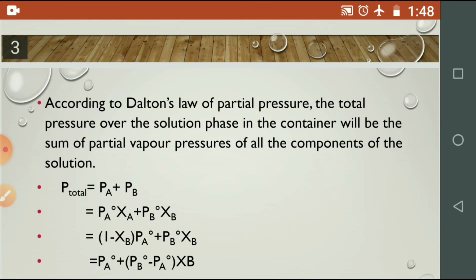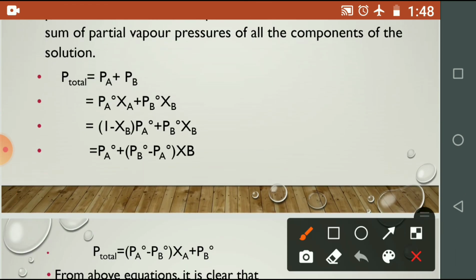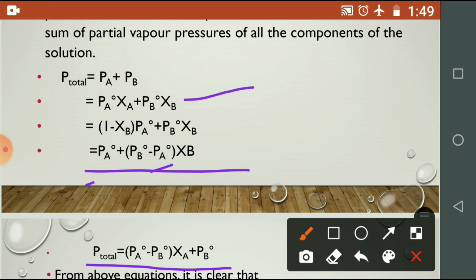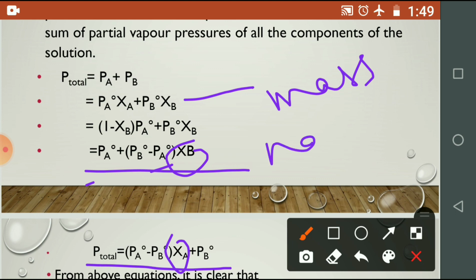Next they will ask you mainly problems based on any one of these forms. P total is equal to P naught A into XA plus P naught B into XB, or P total is equal to P naught B plus P naught A minus P naught B into XA, or P total is equal to P naught A minus P naught B into XA plus P naught B. Here they will give the vapor pressure in the pure form of A and B. Instead of this XA or XB, they will give you the mass of A and name of the compound.